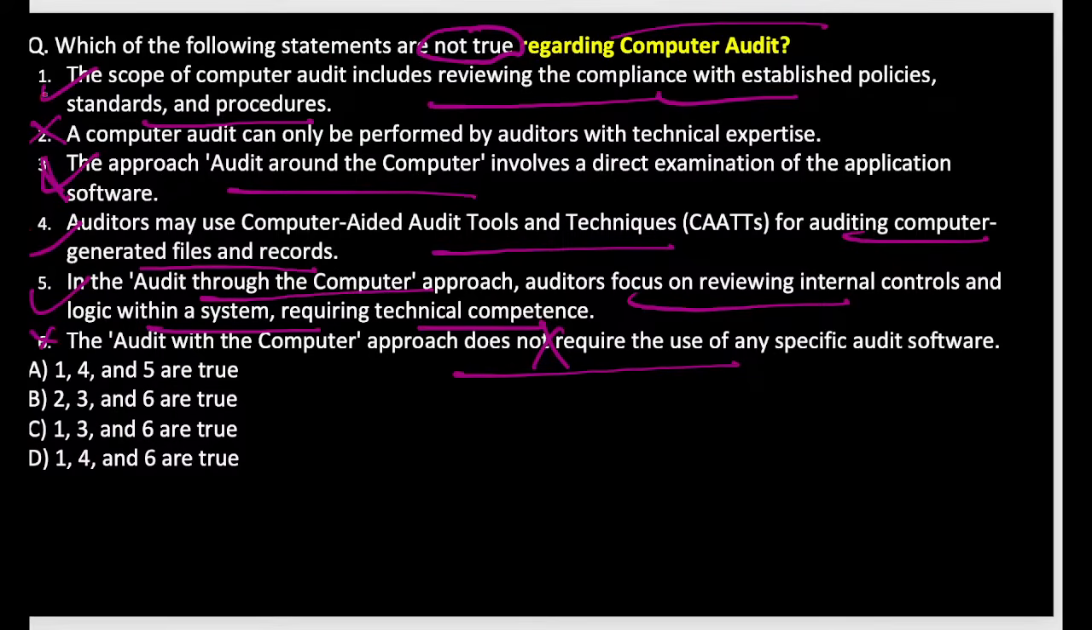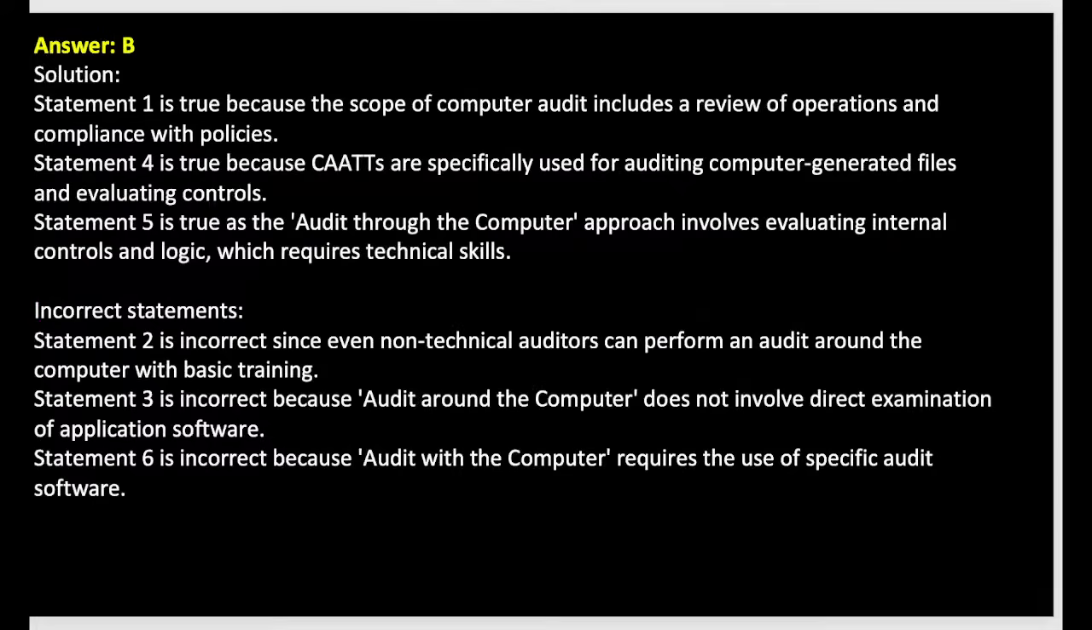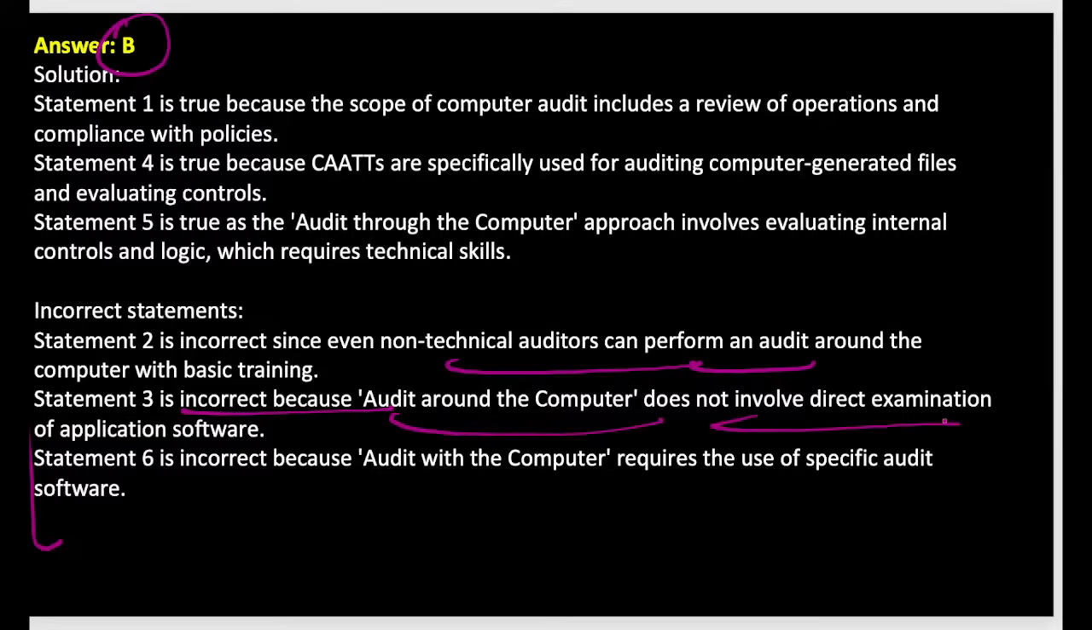So 2, 3, 6 means option B will be right. Incorrect statements. Here we have to find out the incorrect statement. Divyang sir and Sakesh sir, I guess you have taken the right one. So option B will be the right answer. These are the incorrect statements. Non-technical auditors can perform an audit around the computer with basic training. Audit around the computer does not involve direct examination of application software. The sixth statement is audit with the computer requires the use of specific audit software and all, right?